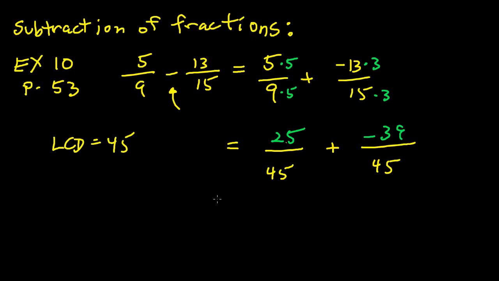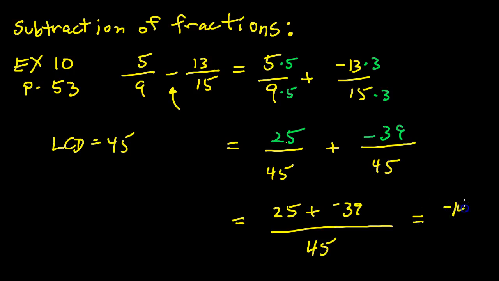All right, now I can add or subtract the numerators as indicated. I'll say 25 plus minus 39 is going to be the sum of my numerators divided by my common denominator. And 25 plus minus 39 gives me negative 14 over 45. Let me put a box around that. Circle that answer, minus 14 over 45.